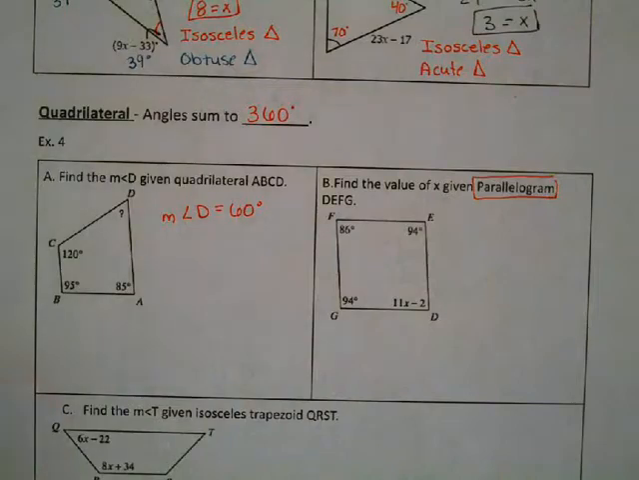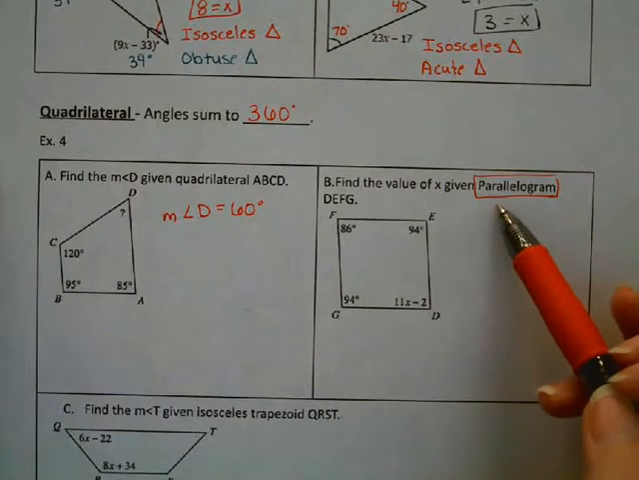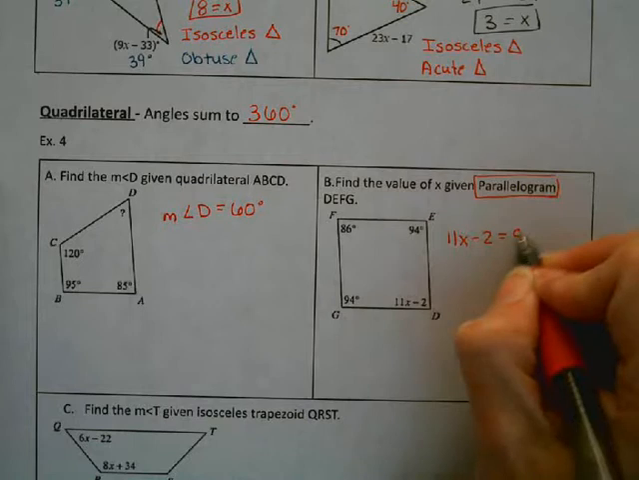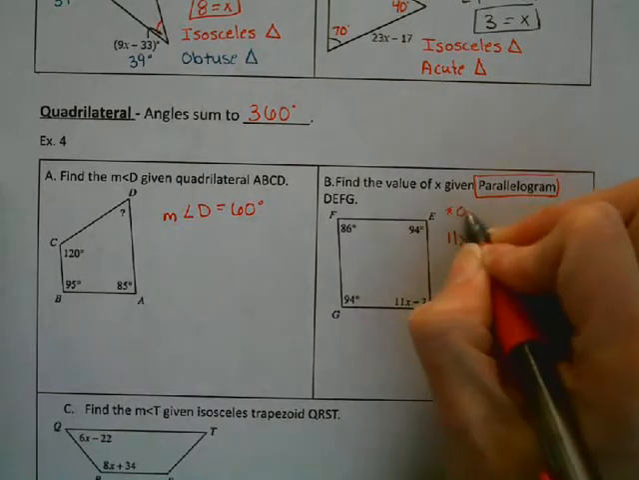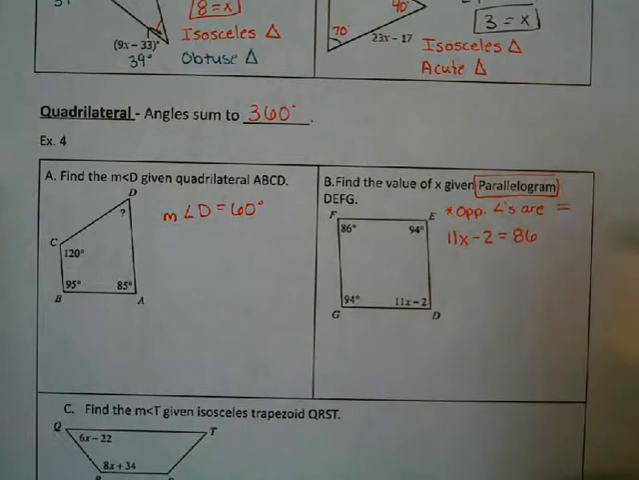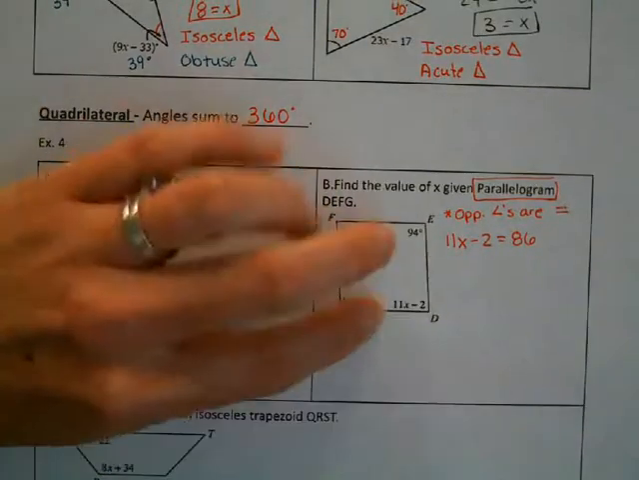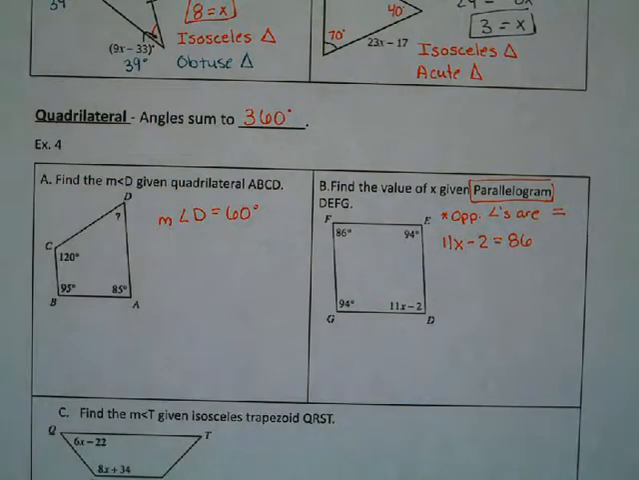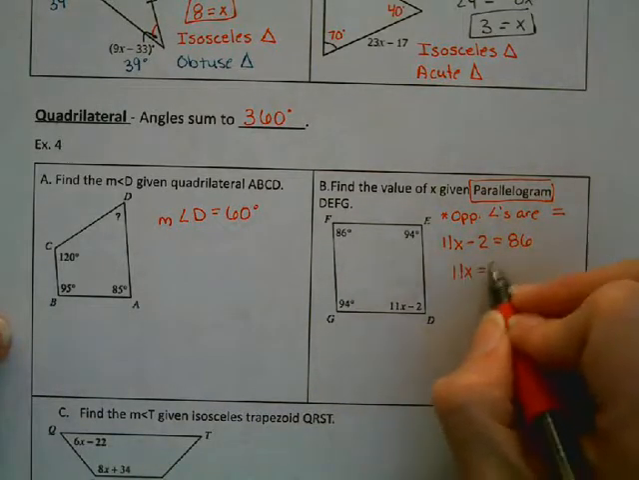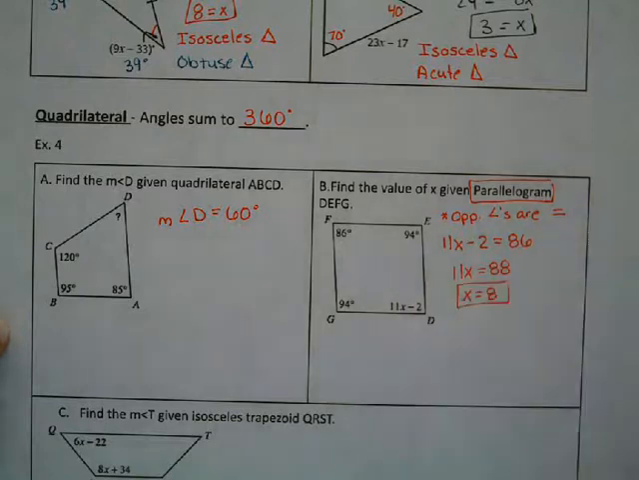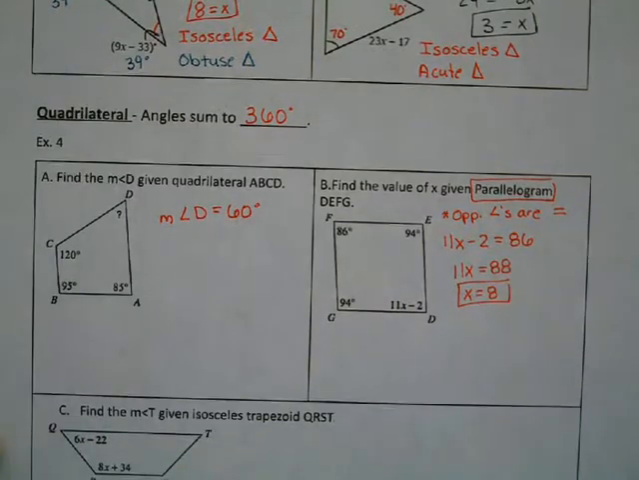So you can choose to do this a couple different ways. A parallelogram means opposite angles are congruent. So you can either say 11x minus 2 equals 86, or you could do the consecutive thing and do 11x minus 2 plus 94 equals 180. It doesn't really matter. They both come out to the same answer. So we'll solve. Divide, x equals 8. It just says find the value of x. So that property sheet will be helpful in knowing what we should do on these problems.